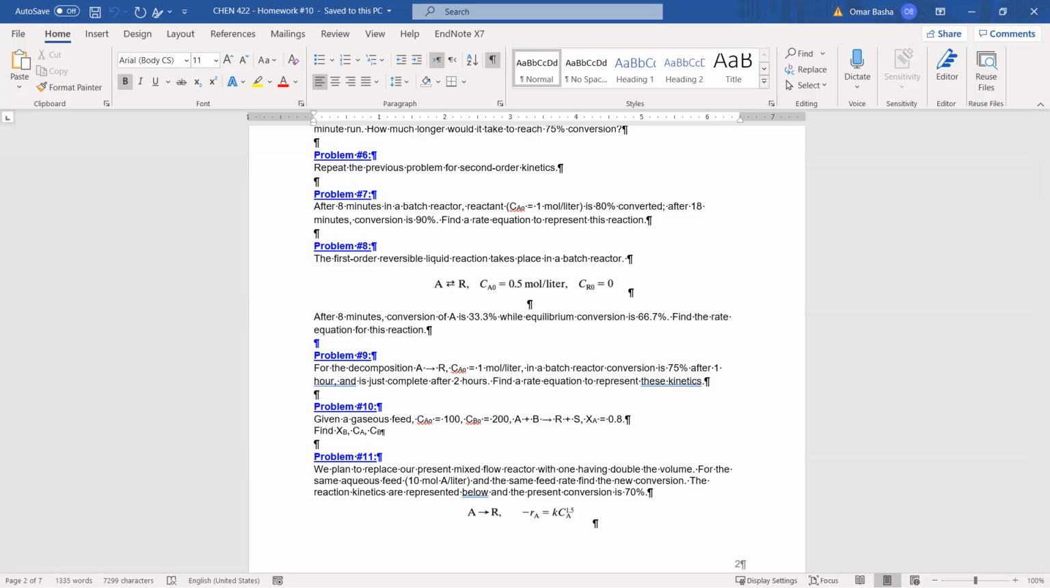Okay, so again, very similar idea. You're given two scenarios, and you need to find the rate equation which represents this. So let's just write down the given here first. This is problem 9. So I'm given a decomposition, A goes to R, a first order irreversible reaction. You're being told CA naught is 1 mole per liter.